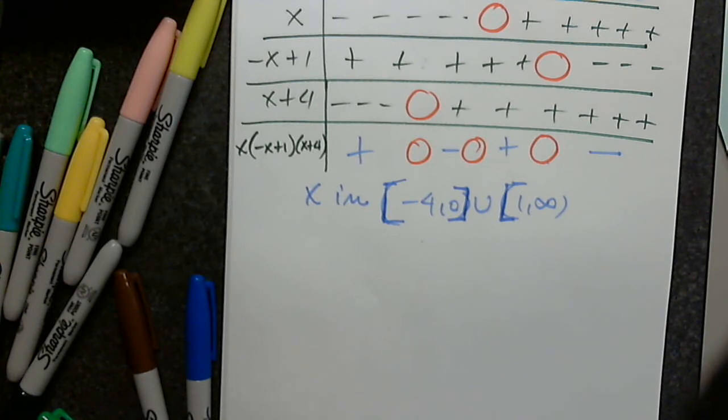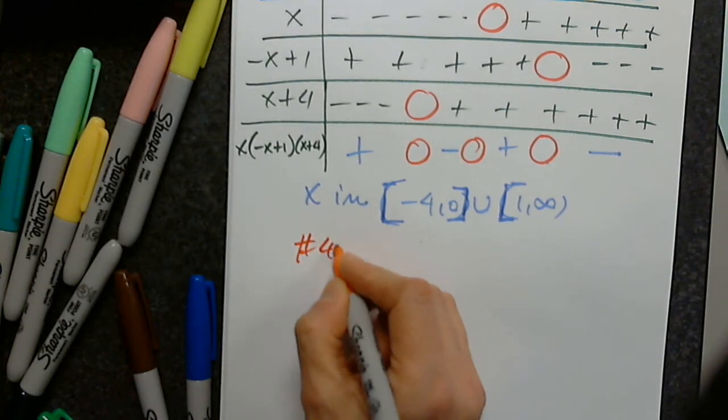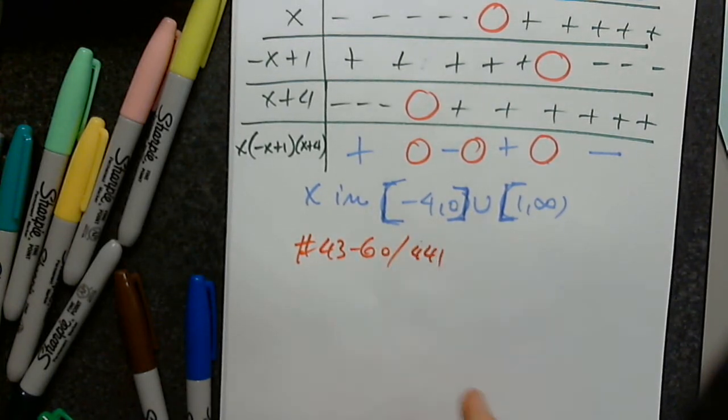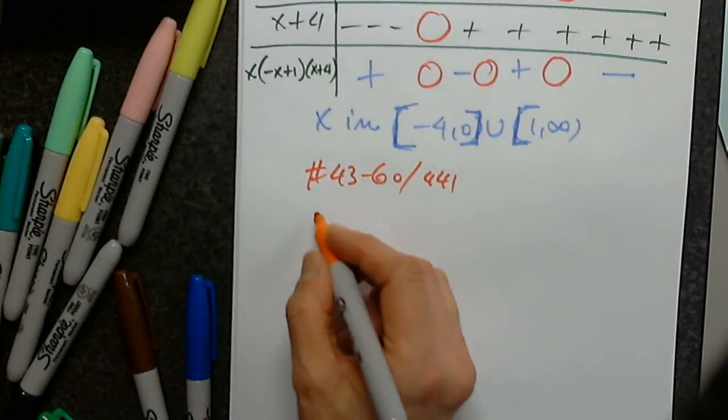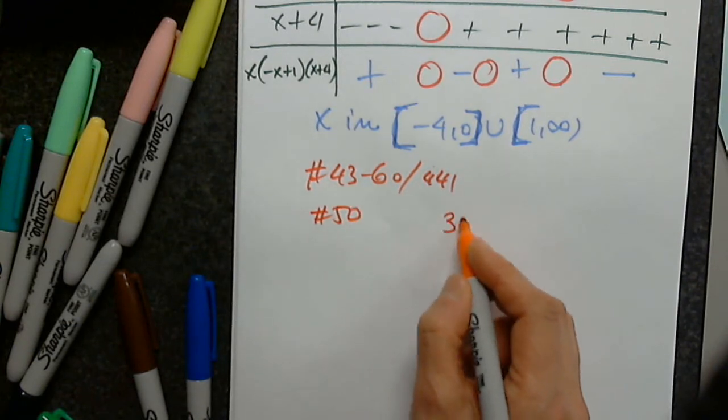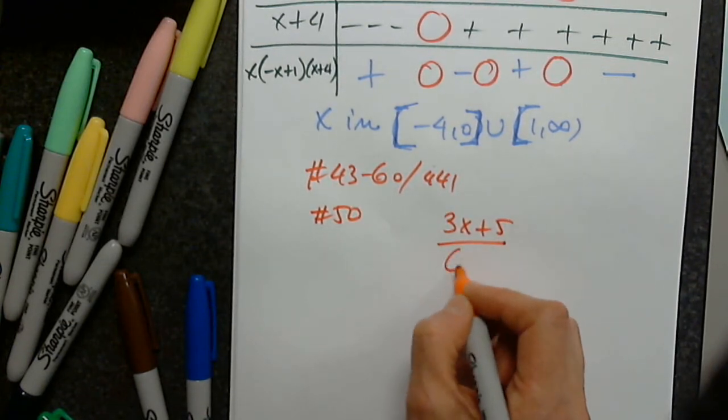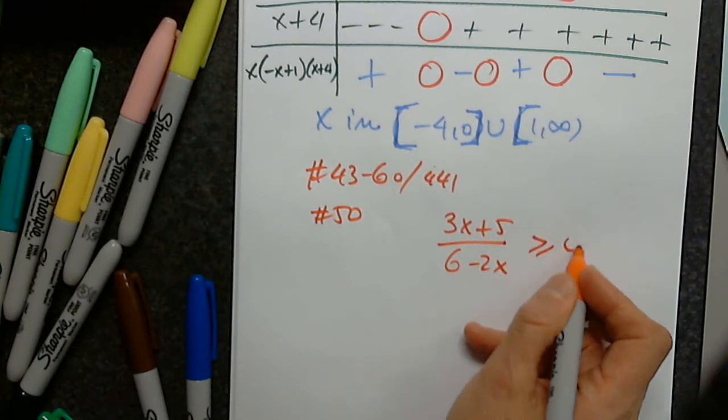I would like you to pick a rational one. Page 441, from 43 through 60. Which one? 50. Very good. 50: 3x plus 5 divided by 6 minus 2x greater than or equal to 0.